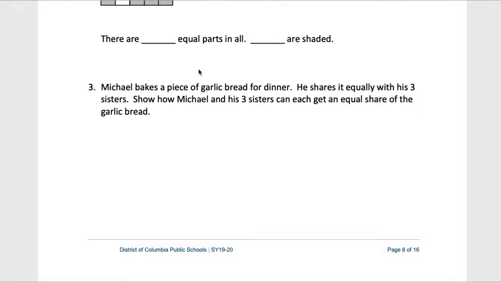What I recommend you doing is referring back to our example problem on the page prior. You are going to want to draw a rectangle and break it apart equally. Now you have to think, how many total people are there? There is Michael and his 3 sisters. So there is a total of 4 people. So in your rectangle, how many equal pieces are there going to be?